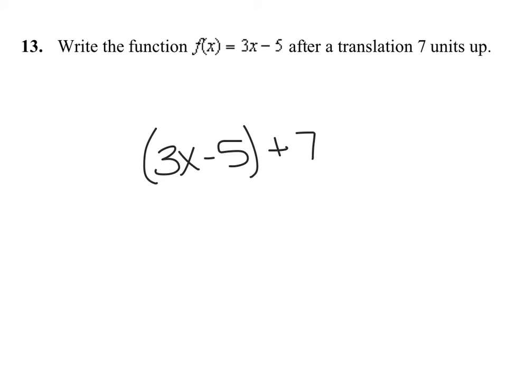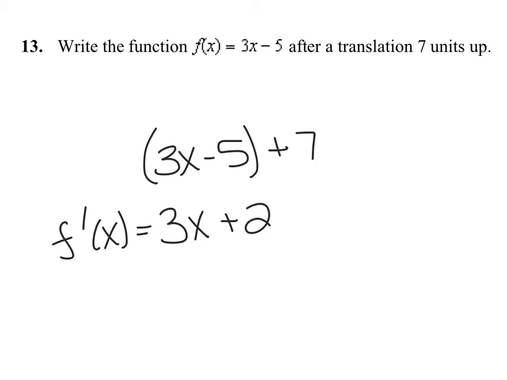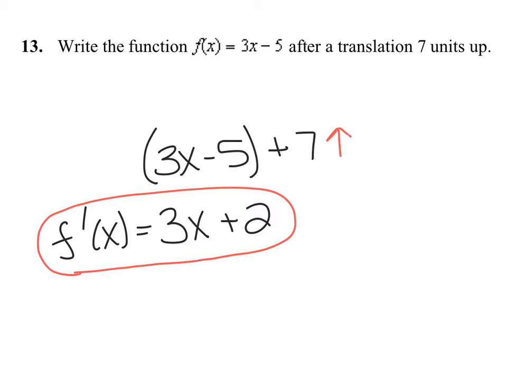However, I can combine these like terms. This is a minus 5 and this is a positive 7. If I combine those two together, negative 5 plus 7 is actually a positive 2. So my final function would be 3x plus 2. And you could probably write f prime of x is equal to that. So this function right here is a translation 7 units up of the original function 3x minus 5. So hopefully that makes sense.